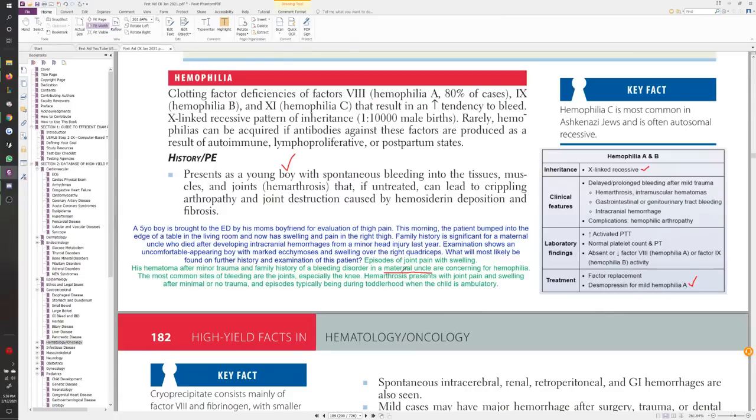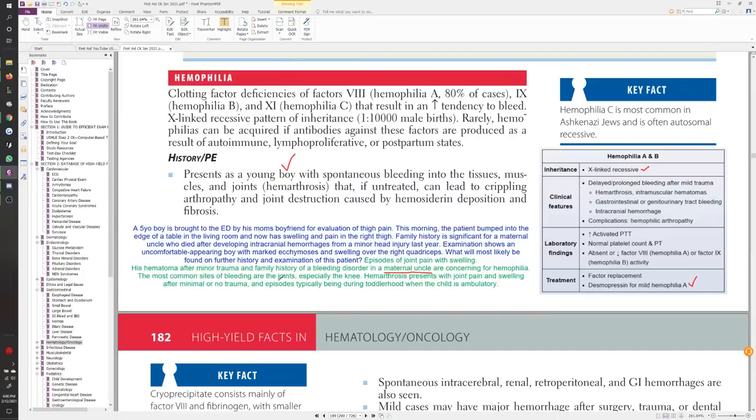Maternal uncle, because mom is the one that gave him the X chromosome that had hemophilia on it. Dad doesn't give a son an X chromosome. Dad only passes on Y chromosomes to all his sons. And X chromosomes from dad go only to the daughter. Okay? So maternal uncle is key.